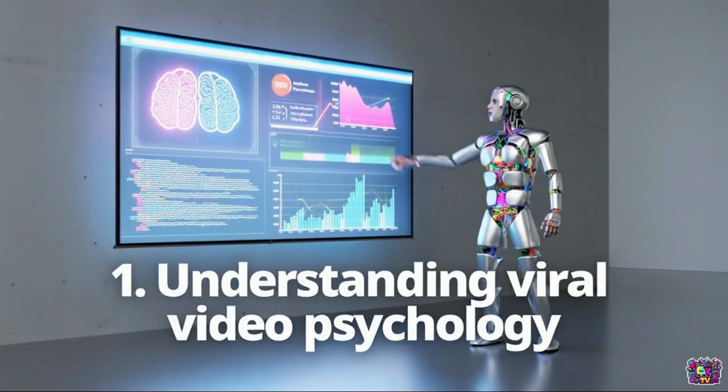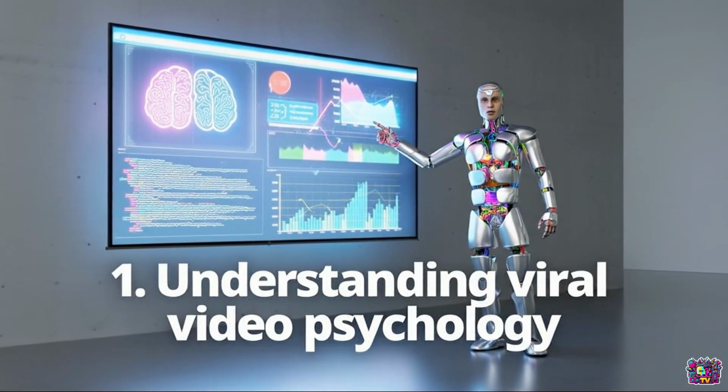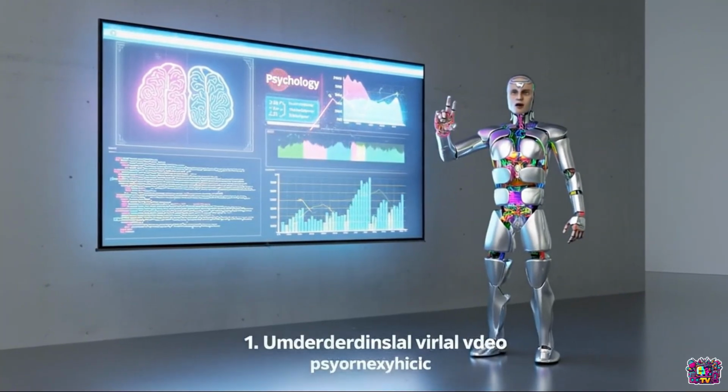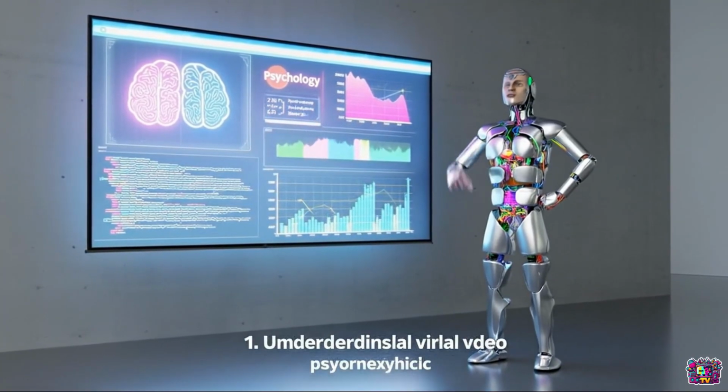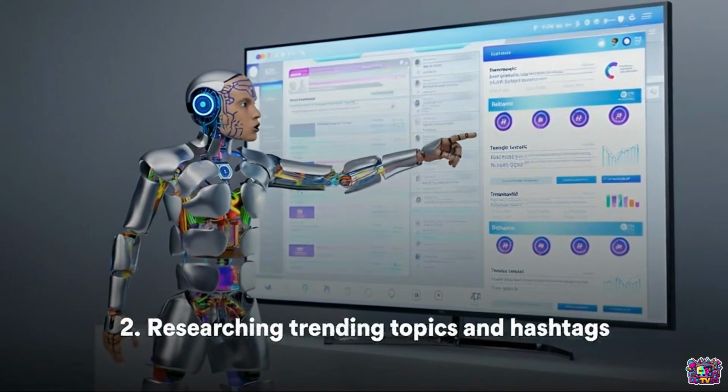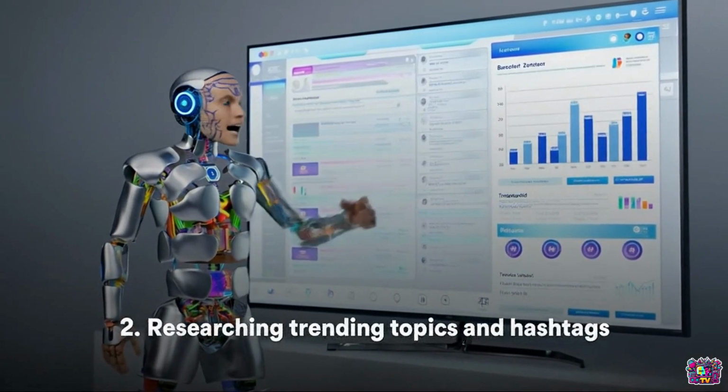Understanding viral psychology means analyzing engagement spikes against neurological data. Look here, the correlation between the emotional trigger visualization and the rapid share rate is undeniable. Step 2 is researching trending topics and hashtags.